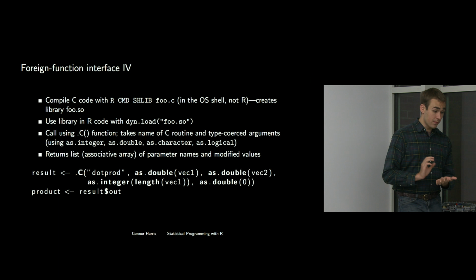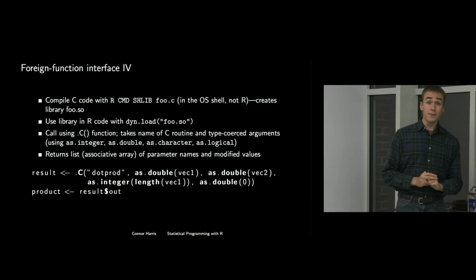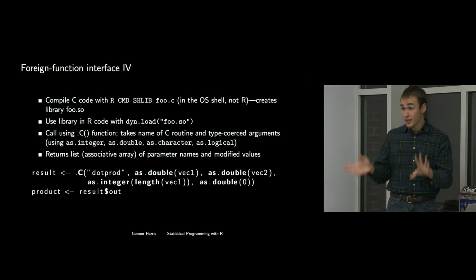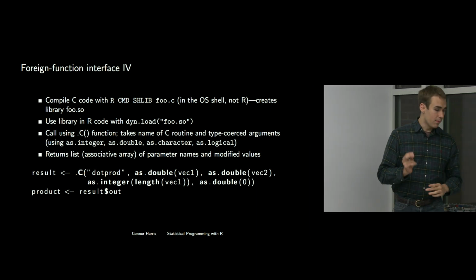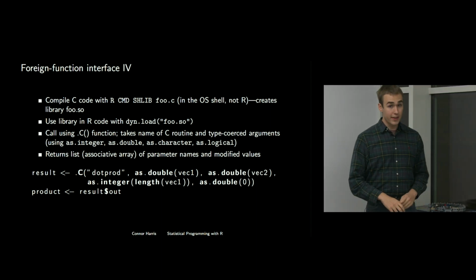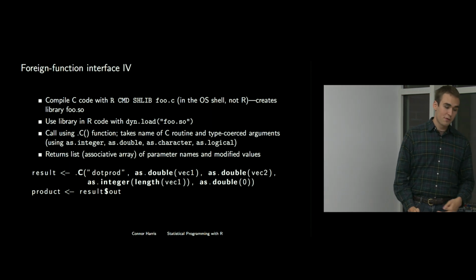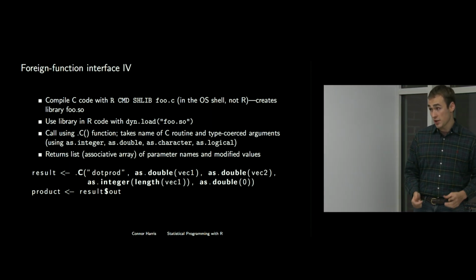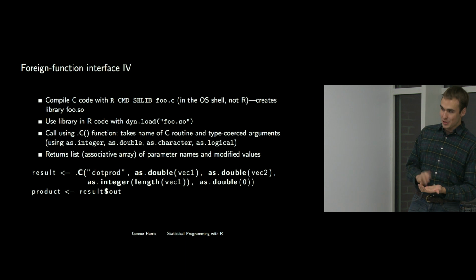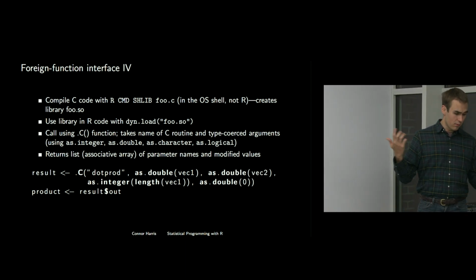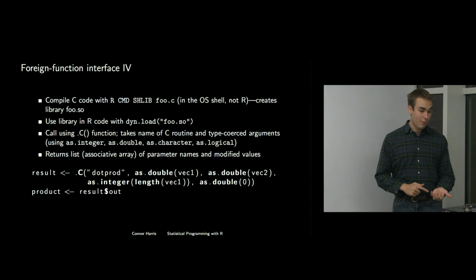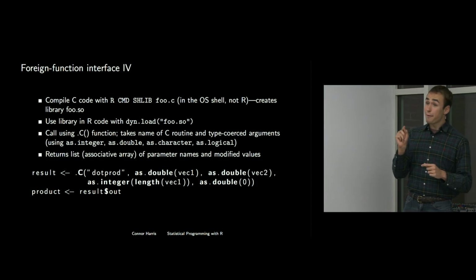Then there's a function in R called .C. This takes arguments that are first the name of the function in C that you want to call, and then all the parameters to that function. They have to be in the proper order. You have to use these type coercion functions as.integer, as.double, as.character, and as.logical. And then what it returns is a list, which is, again, just an associative array of the parameter names and the values after the function has run.